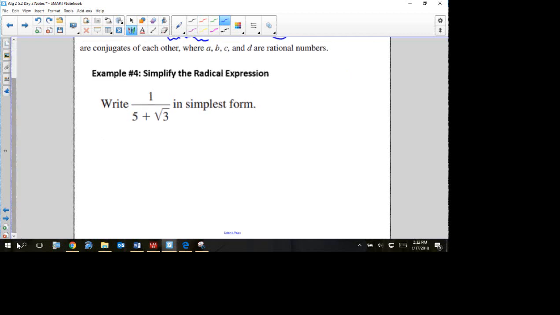So we have our original question of 1 over 5 plus radical 3. I'm going to have to multiply by the conjugate on the top and the bottom. I'm going to multiply by the conjugate of the denominator. So looking at the denominator, what would its conjugate be?